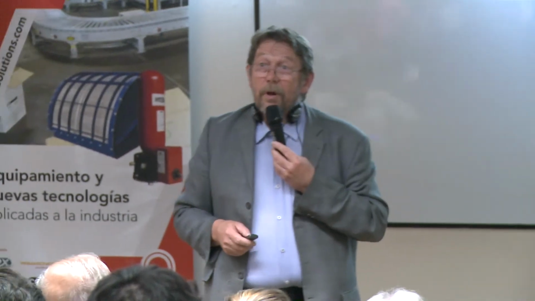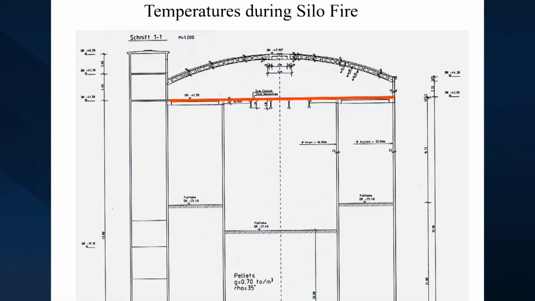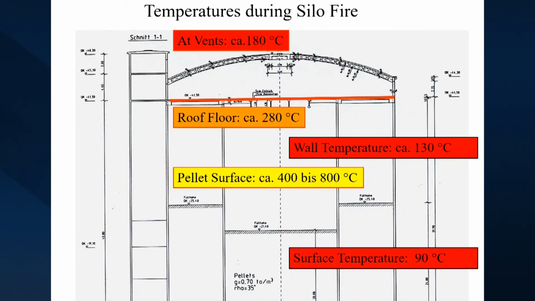Here you see the camera that we used to measure the temperatures outside of the silo, and you see where the fire is, all the red ones, that is where we have very high temperatures. And here you see the temperatures that we experienced. So that means below the roof floor we had about 280 degrees, and on the pellet surface it was 400 to 800. So it was a big fire.